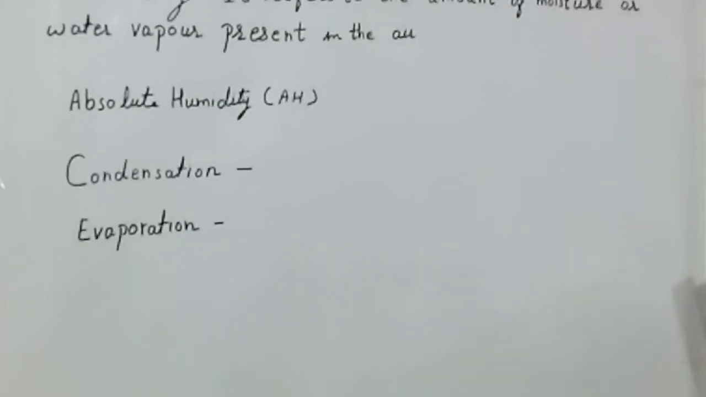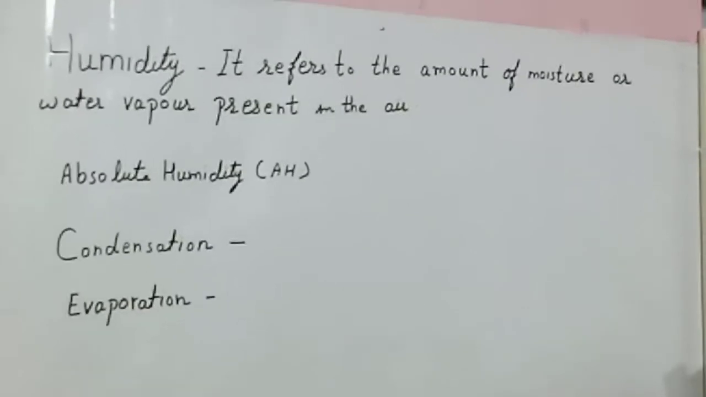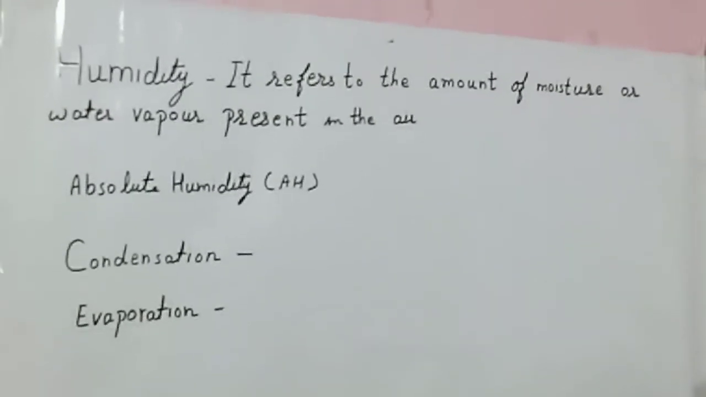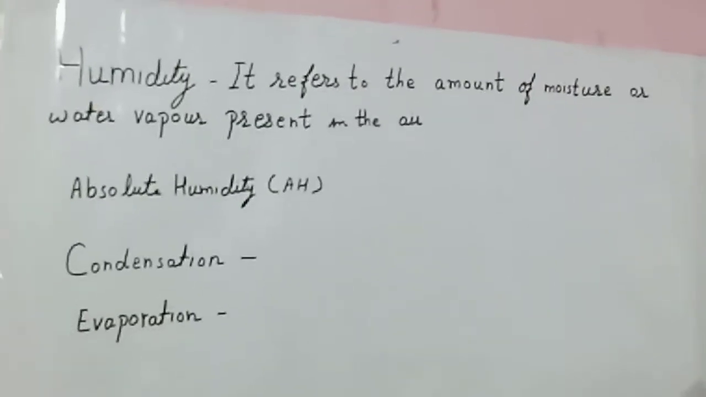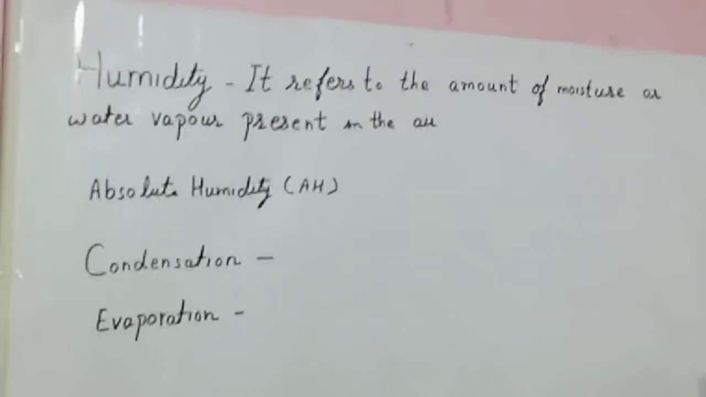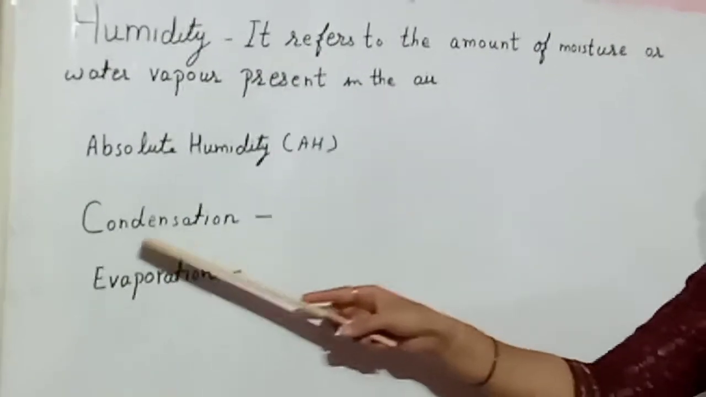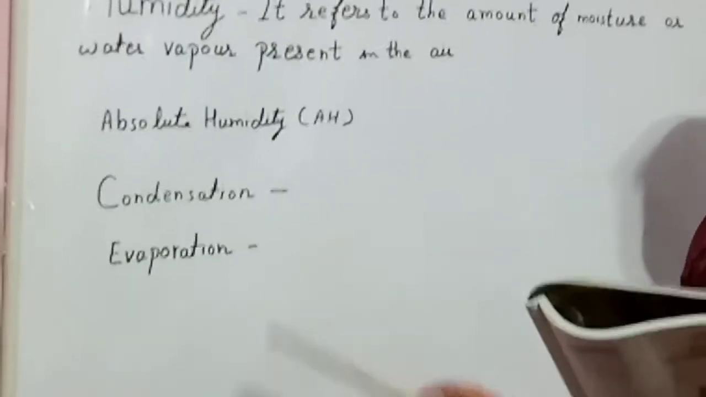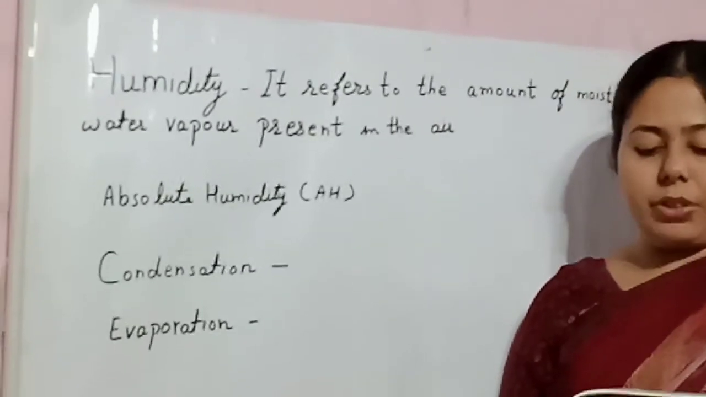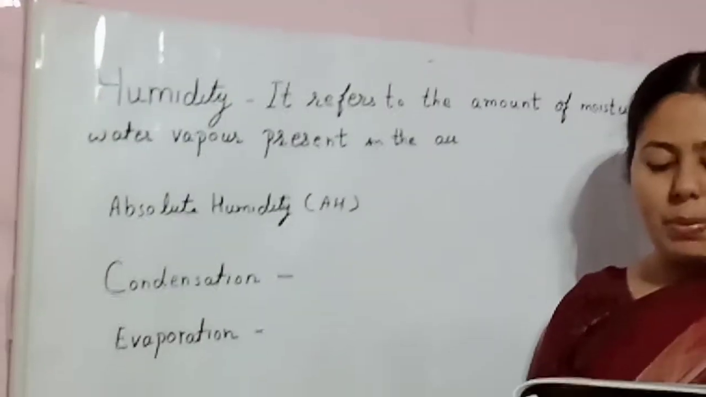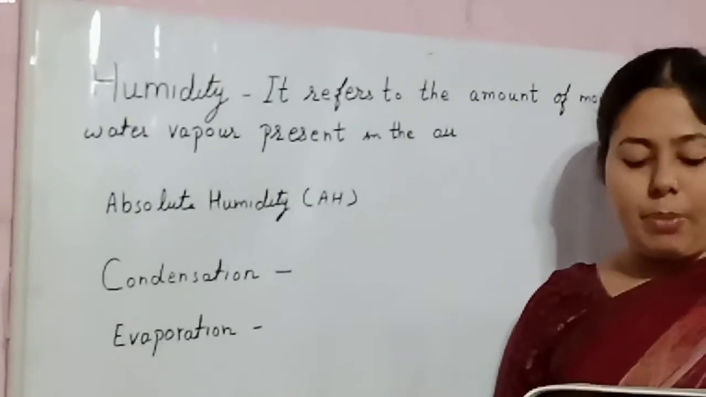Humid air also absorbs more heat and retains it for a longer time than dry air. High humidity makes us feel uncomfortable as it slows down the rate at which perspiration from the body evaporates. Next is condensation. What is condensation? Condensation is the process by which water vapor in the air gets converted into tiny droplets of water or ice. It is the opposite of evaporation.